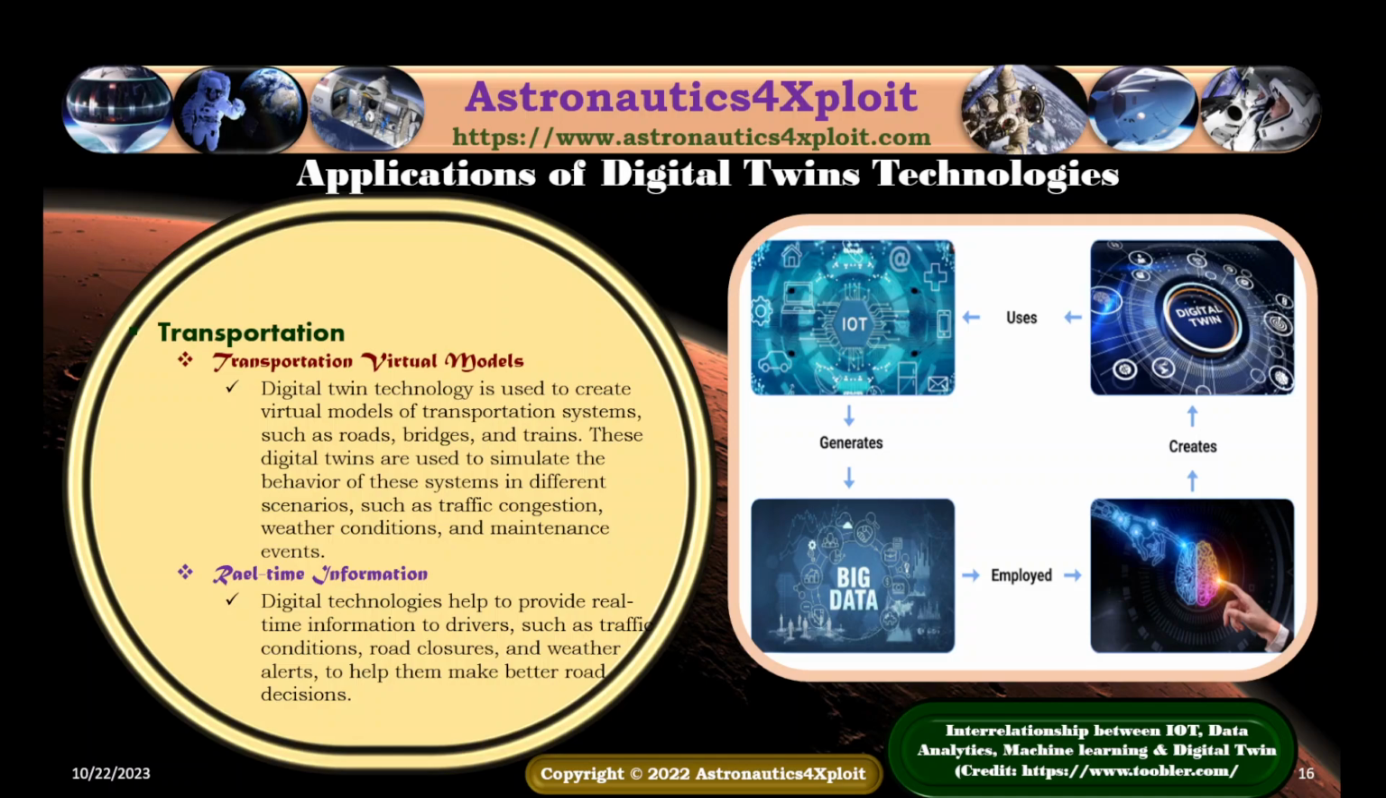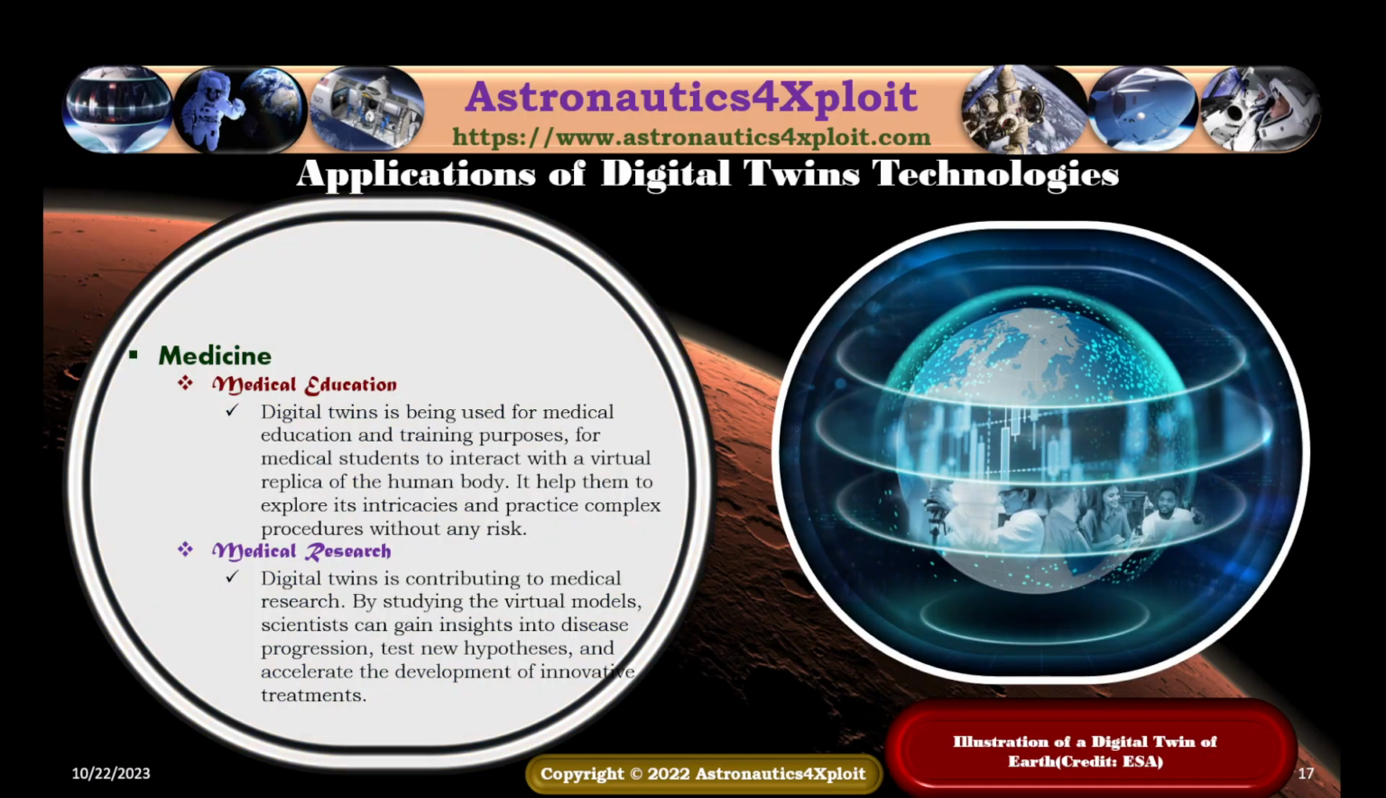Transportation is another application of digital twin technologies. Digital twin technology is used to create virtual models of transportation systems such as roads, bridges, and trains. These digital twins are used to simulate the behavior of these systems in different scenarios, such as traffic congestion, weather conditions, and maintenance events. The technologies help to provide real-time information to drivers. Interrelationship between Internet of Things, data analytics, machine learning, and digital twin is shown in this picture.